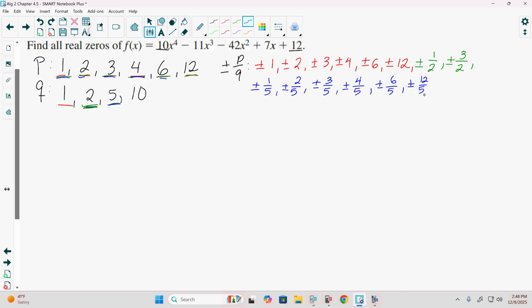Really, with these here, if you need that yellow calculator, just type them in. The p-value over q: 1 over 5, 2 over 5, 3 over 5, 4 over 5, 6 over 5, 12 over 5. Just type them in and see, does the calculator reduce it? If it does, and it's already listed, we don't write it again. Even if it does reduce, if it's not already listed, we're going to put it in.